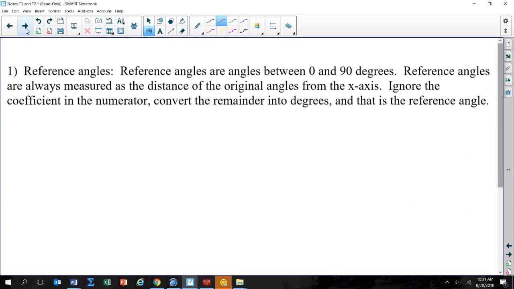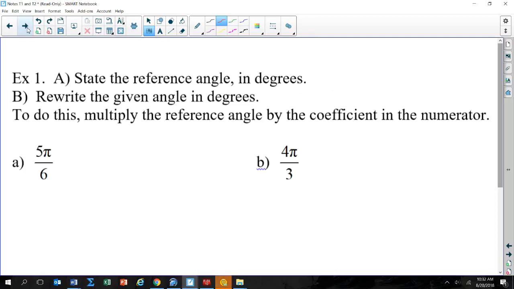I'm not going to reread all the learning goals. We're still working with reference angles. We just talked about how they're acute angles between 0 and 90 degrees. We measure them by going to the x-axis. In this case, it says ignore the coefficient in the numerator, convert the remainder into degrees, and that is the reference angle. So we're just doing more conversions from radians to degrees. We just did that in T1 notes as well. I'll do a couple more with you.